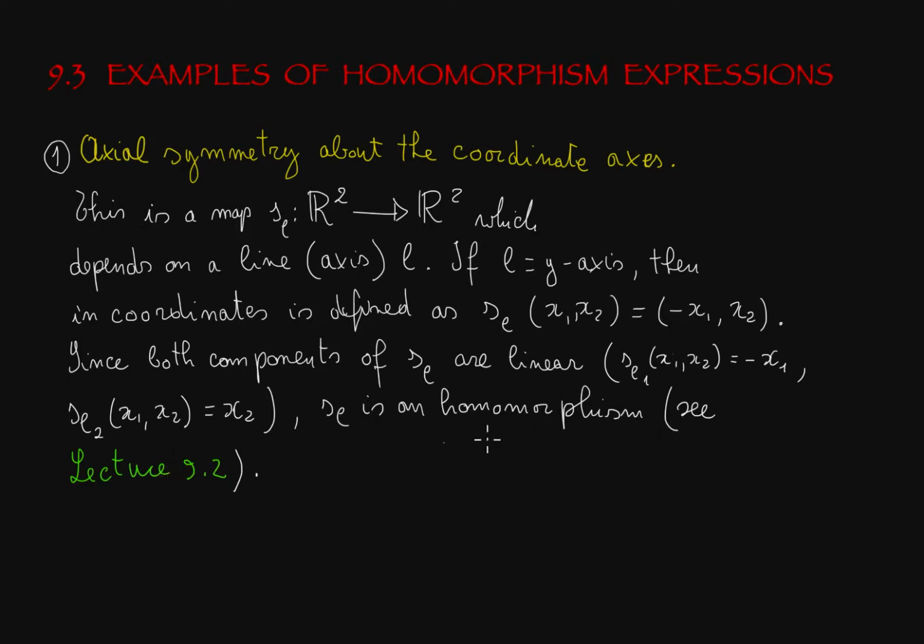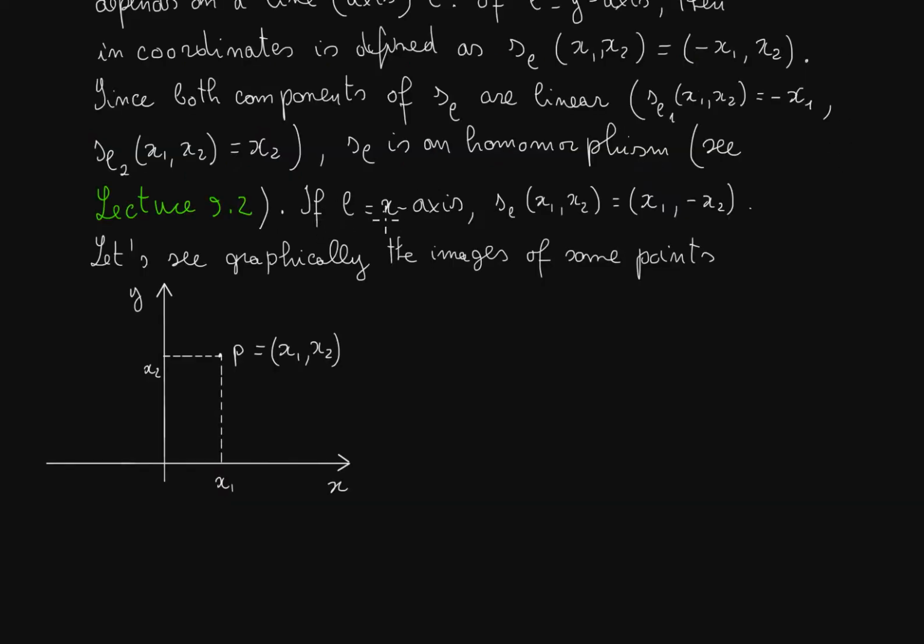So see lecture 9.2. If L is the x-axis, SL is defined to be the map that sends x1, x2 to, this time, x1, the first coordinate is left unchanged, and the second coordinate is multiplied by -1.